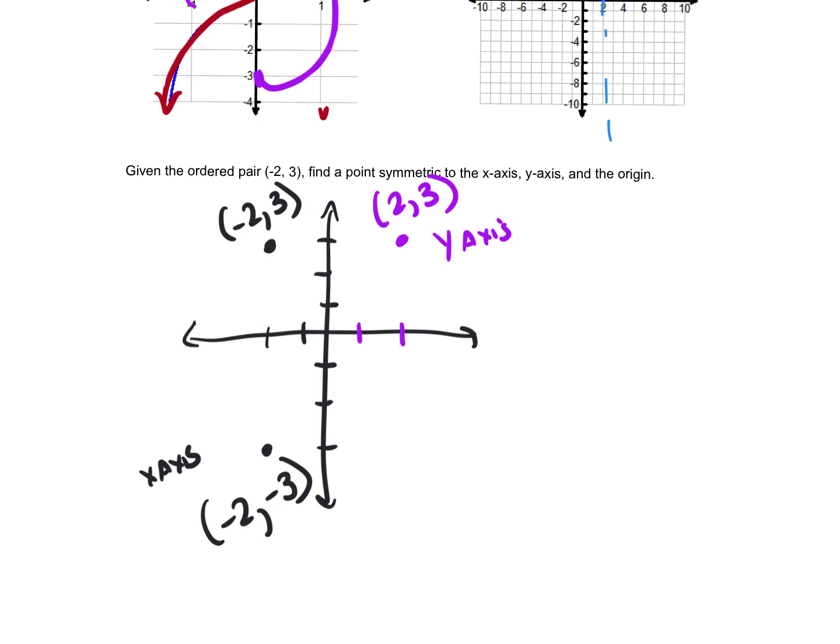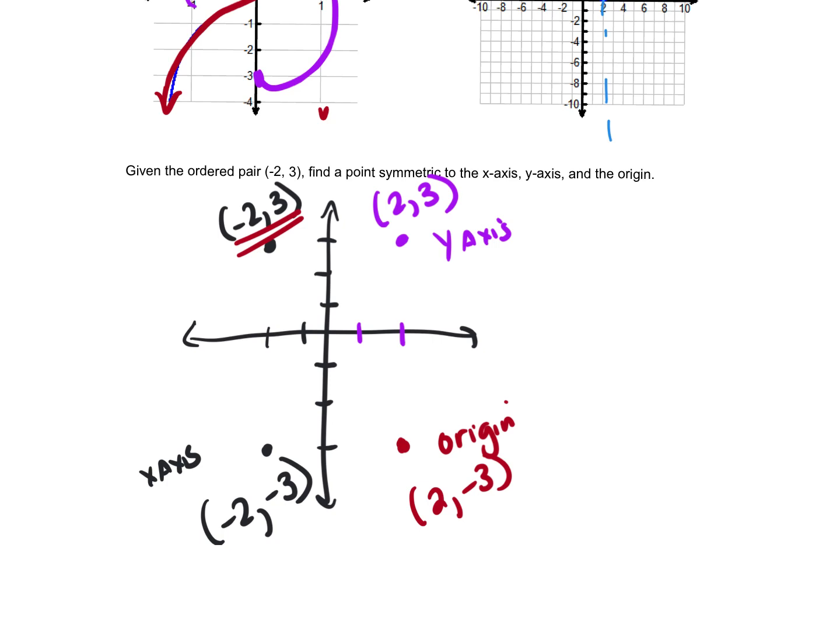And then finally, if I'm flipping over the origin, you can guess it's going to be down here. This would be our origin point, and if you look at this origin point, it's going to be 2, negative 3. So based on this original point, negative 2, 3, both the x and the y change. This is how it works with these different kinds of symmetries. The numbers are the same, it's just the signs change depending on which axis you are symmetric to.